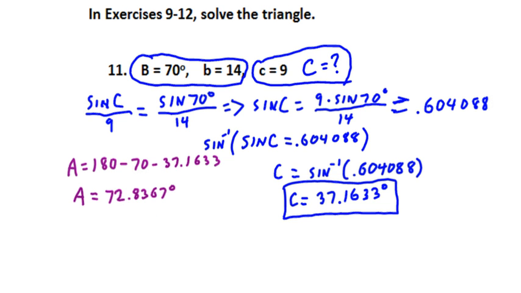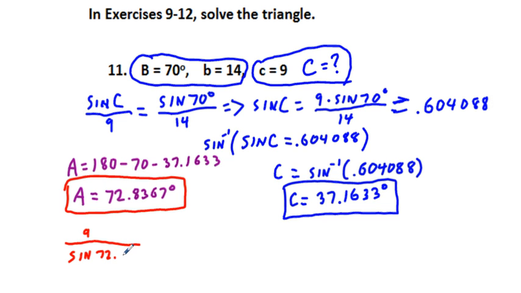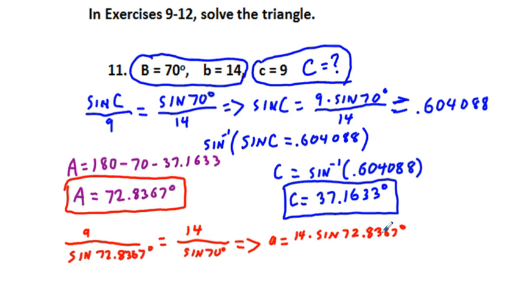And so now we can set up our ratio to find what side A is. Let's go ahead and box in angle A. And so side A is to the sine of 72.8367 degrees, and that's equal to a ratio of side B, which is 14, over the sine of 70 degrees. Okay, and so side A is equal to 14 times the sine of 72.8367 degrees, and that's going to be over the sine of 70 degrees.